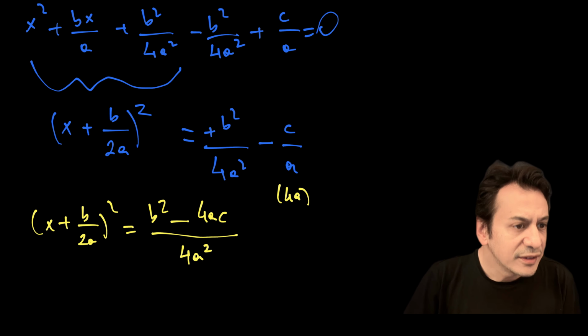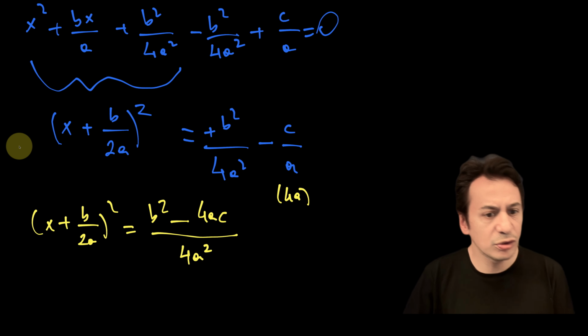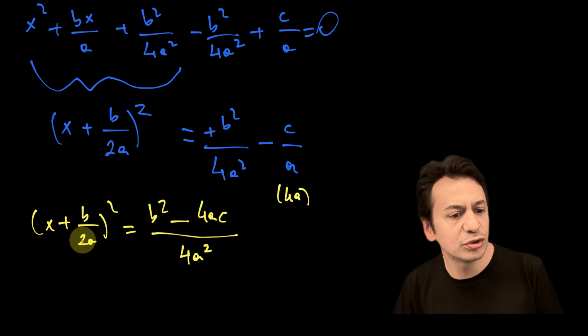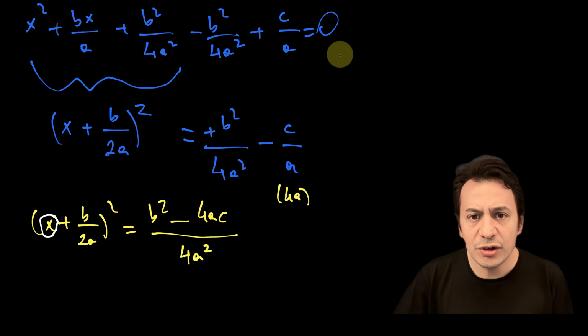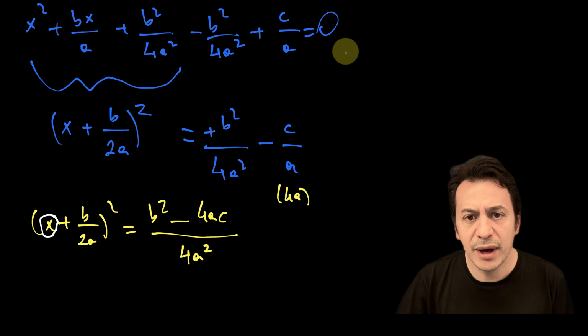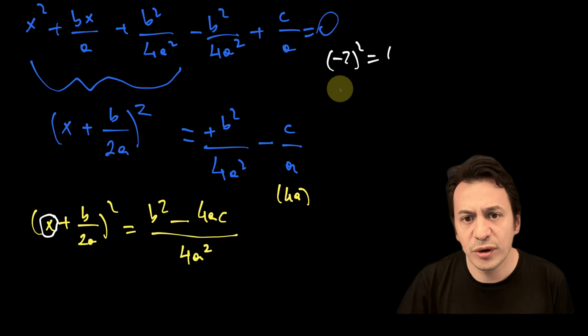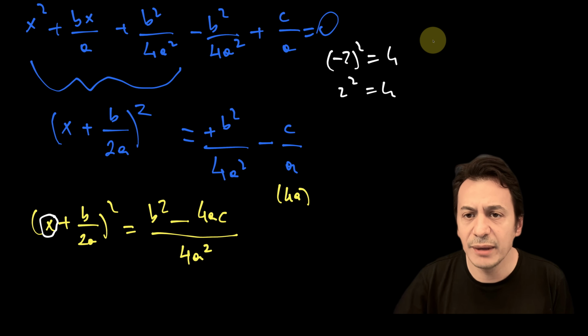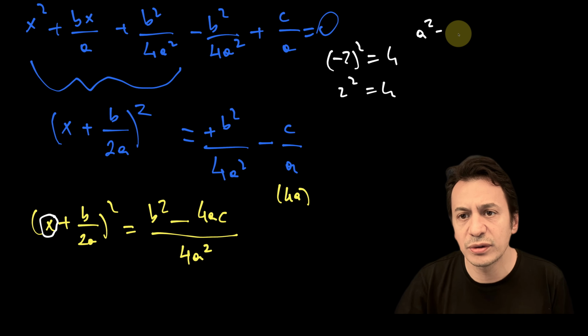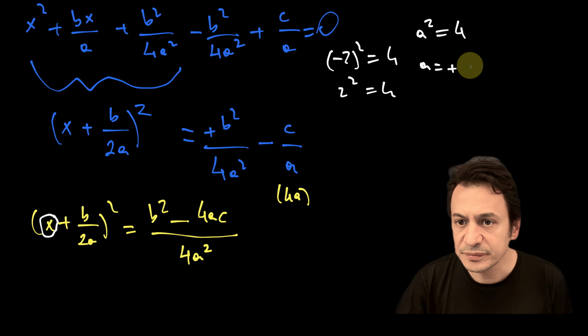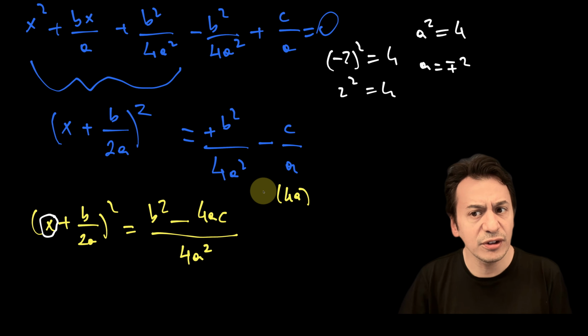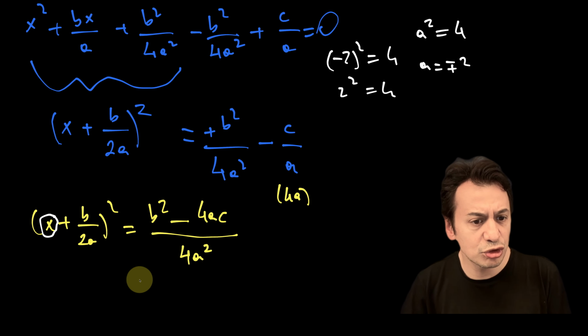Great. Now at this point, I take the square root of both sides in order to reach this x. But as you know, it's just like minus 2 squared makes 4 and 2 squared makes 4, right? I mean, when you have something like a squared equals 4, this a has two values. It can either be plus or minus. So the same is true in this case.